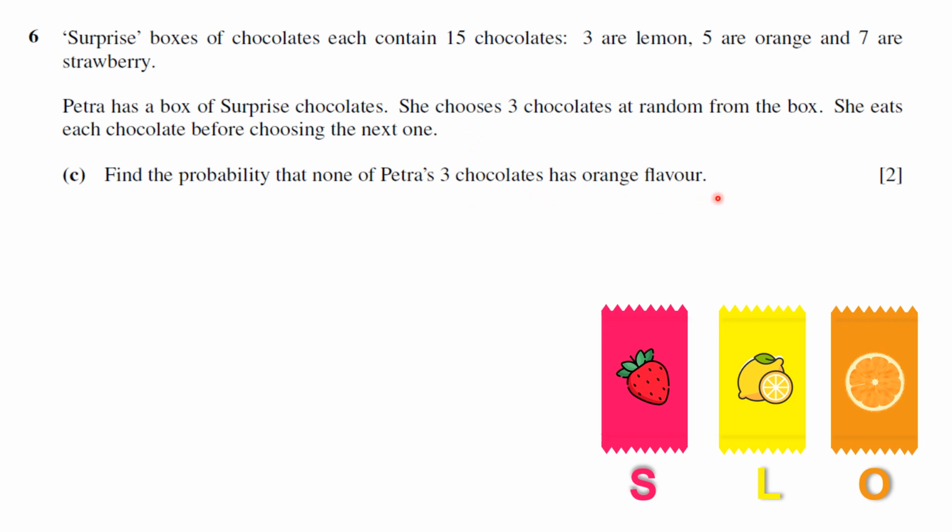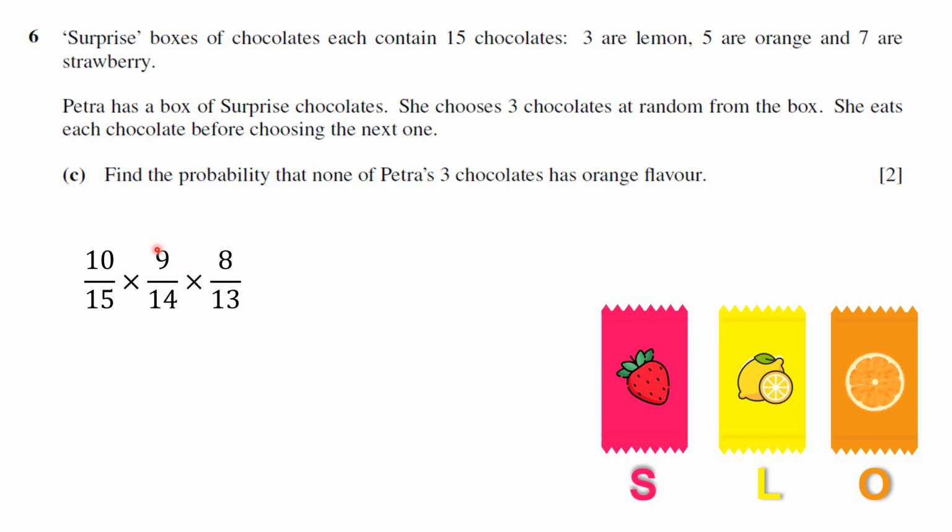So the probability of not getting an orange flavor is going to be equal to 1 subtract the probability of getting an orange flavor. So it's going to be 1 minus 5 over 15, and that is going to be equal to 10 over 15. So that will be the probability of getting the first chocolate that is not orange.